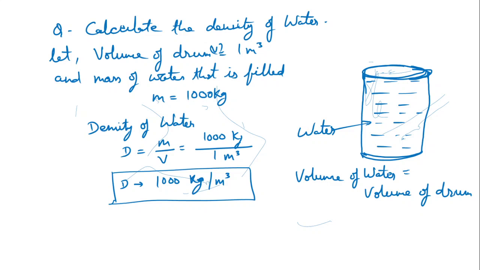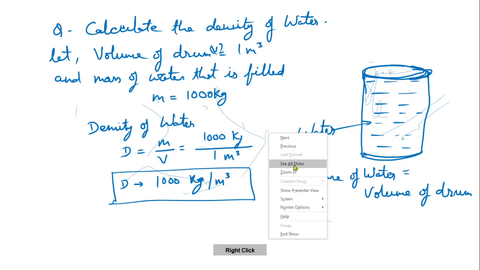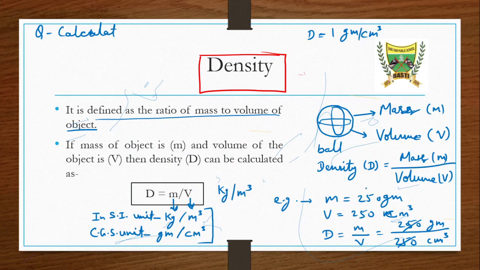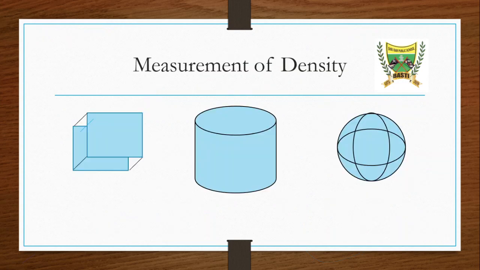Okay, so like this we can calculate density of any object. Now let's move to the next topic, that is measurement of the density. These are some known objects. Here it is a cube or cuboid. If all the sides are equal, then it will be a cube, otherwise it will be a cuboid.